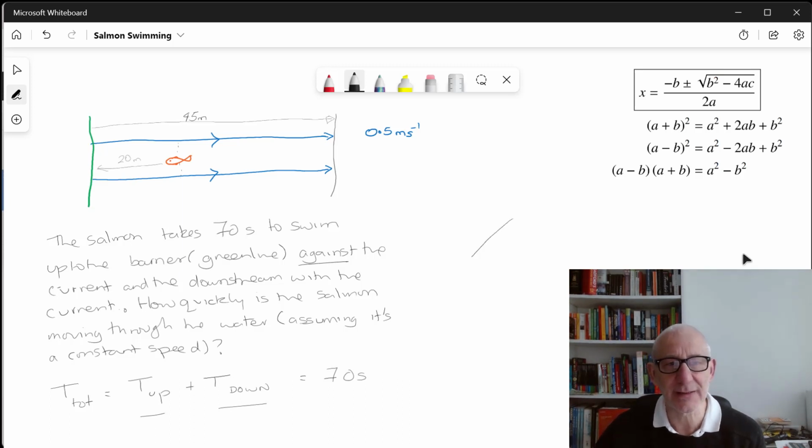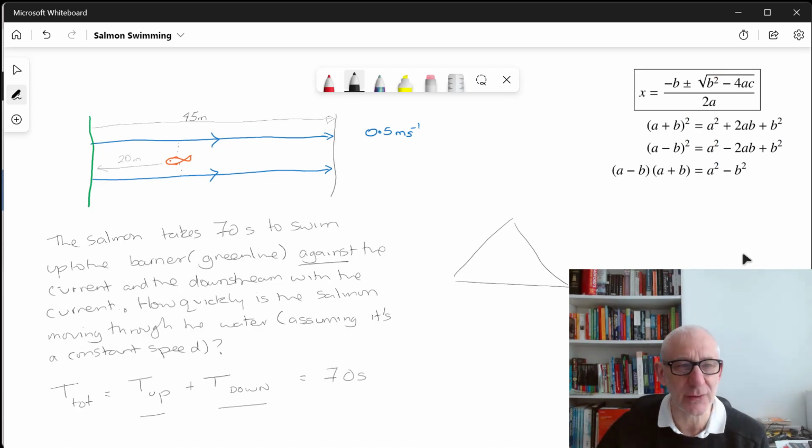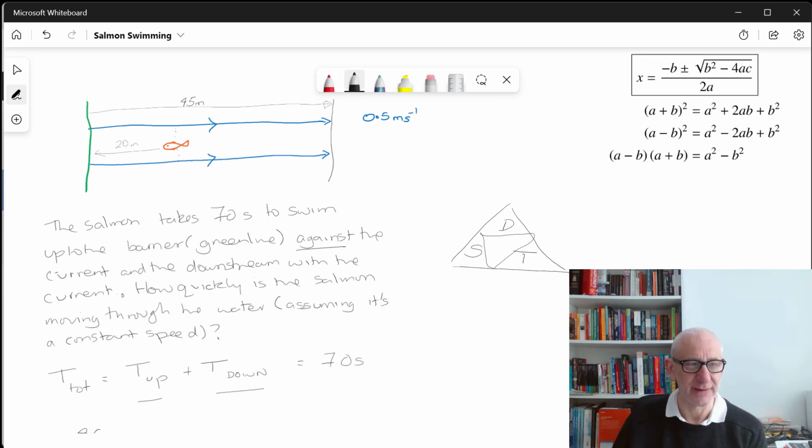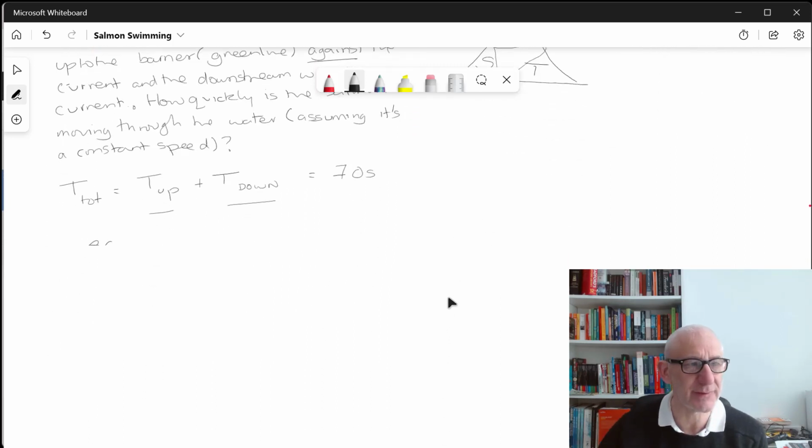So we can use one of our expressions to work out what is happening here. We know that speed is equal to distance divided by time. So our time is going to be equal to our distance divided by our speed. That's our little dividing triangle there. Okay, so let's just do something for this. Let's see, the t up is going to be the distance up, which is 20 meters. Let me just give myself a bit more space to work with.